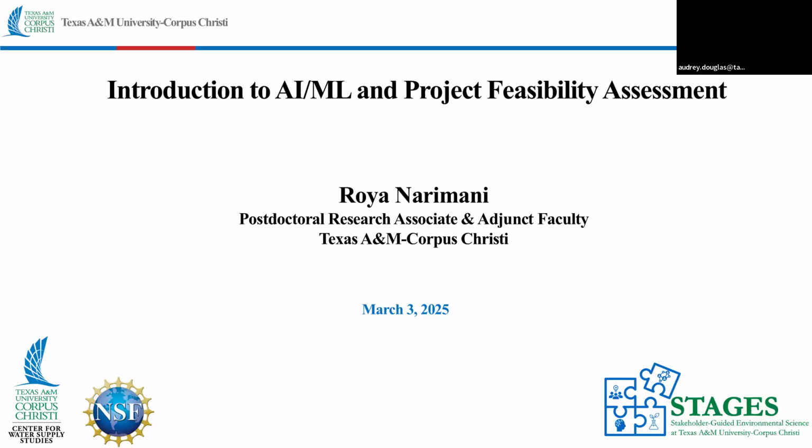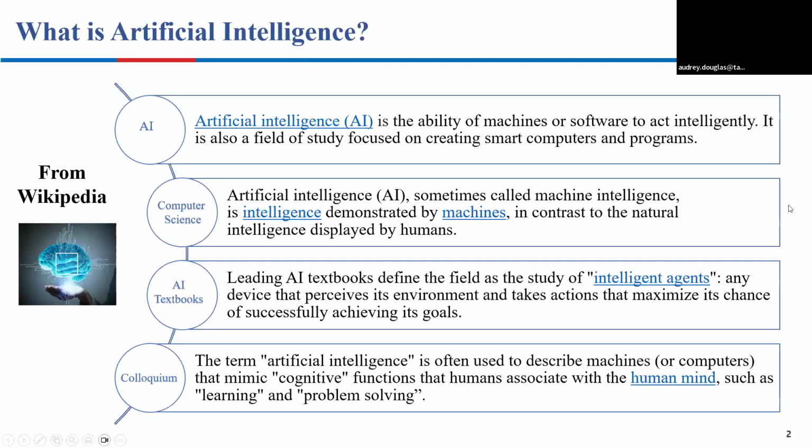Before we start, I want to give a quick overview about today's seminar. We will talk about the basics of artificial intelligence and machine learning and how to assess if a project is possible, is feasible, right? So the goal is to understand how artificial intelligence can actually be applied and what factors to consider before starting any projects, right? So let's get started with the first slide.